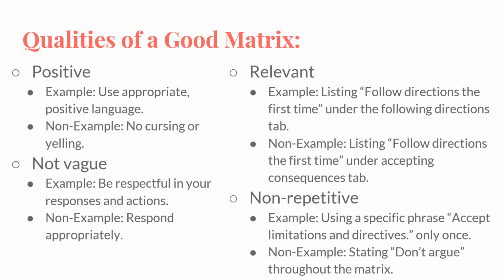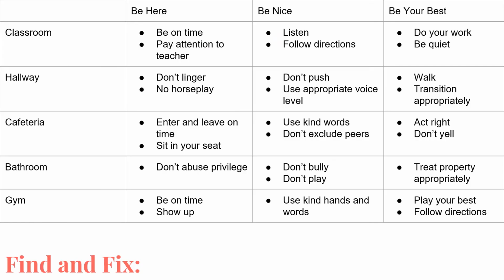Non-repetitive is pretty self-explanatory. An example would be using a specific phrase, accept limitations and directives, only once. If you want to say something similar, find a new similar wording for the next time you're going to use it. A non-example is stating, don't argue, over and over and over through your matrix.